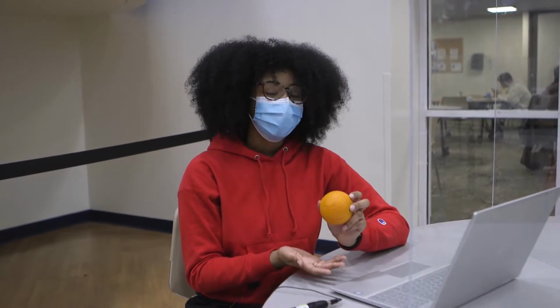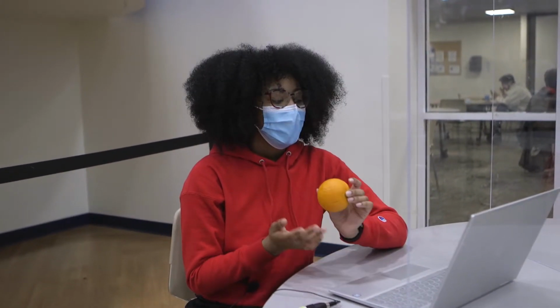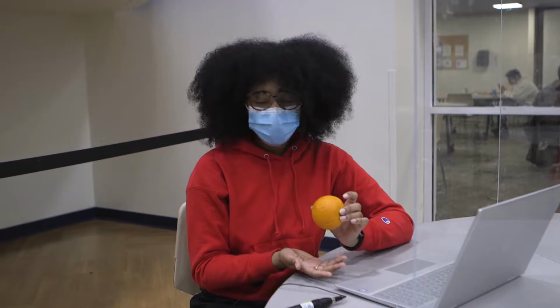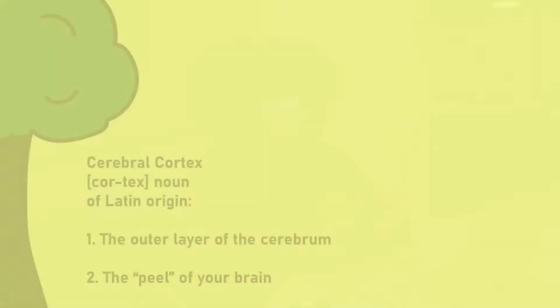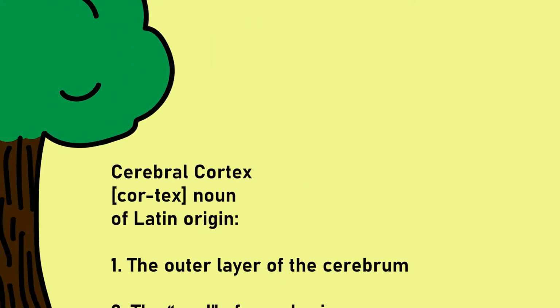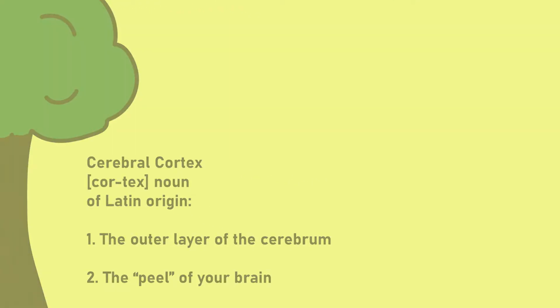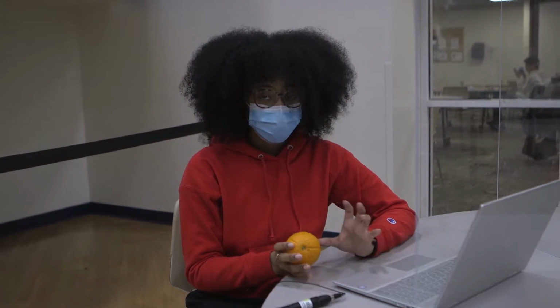To think about the parts of the brain, we're going to take this orange, for example. There's a peel on the outside holding in even more stuff on the inside. The peel of your cerebrum is called the cerebral cortex. Cortex is Latin for bark, like bark on a tree. So your cerebral cortex is like the peel of your brain. Make sure you don't take it off, though.